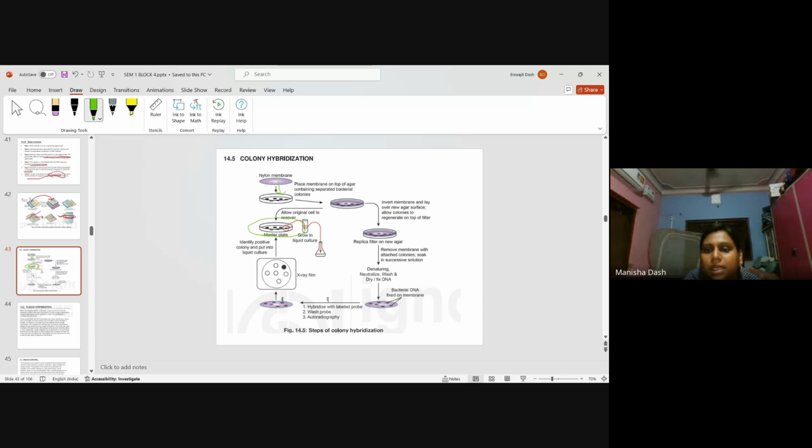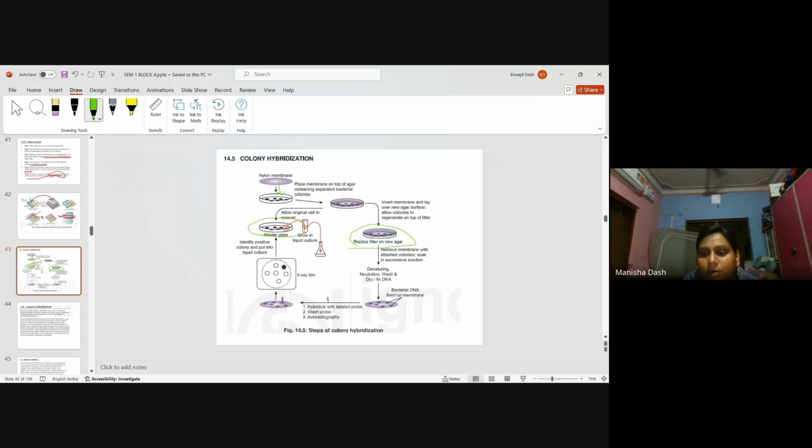Then invert the membrane and lay it over the new agar surface and allow the colonies to regenerate on top of the filter. So this is the replica filter on the new agar. You have taken the bacterial colonies from the master plate onto the membrane, and you are putting the membrane on a separate agar plate where the new colonies will grow.